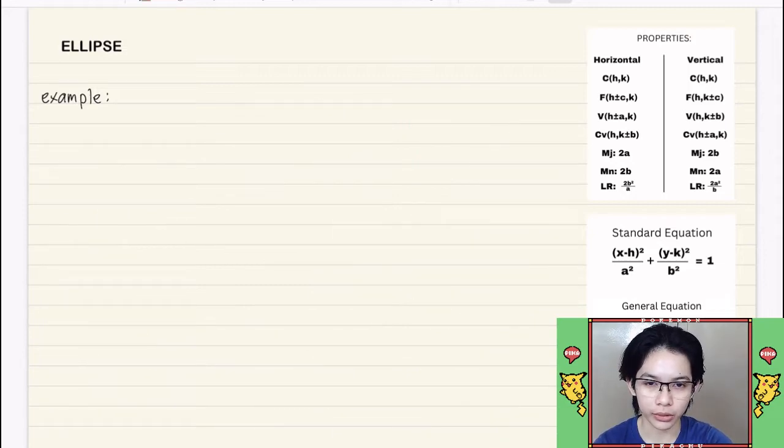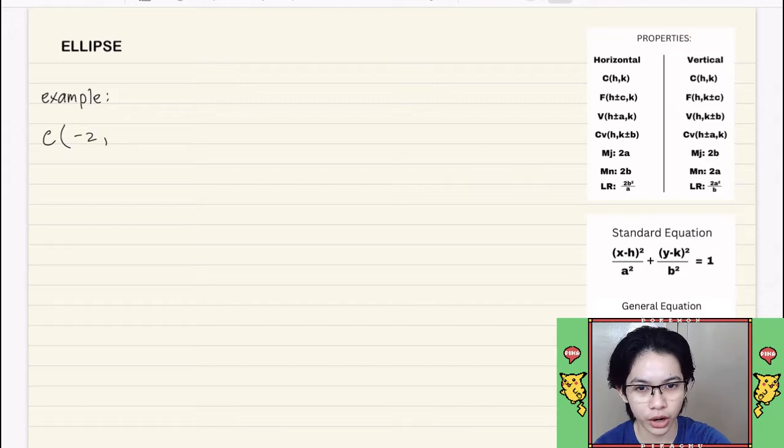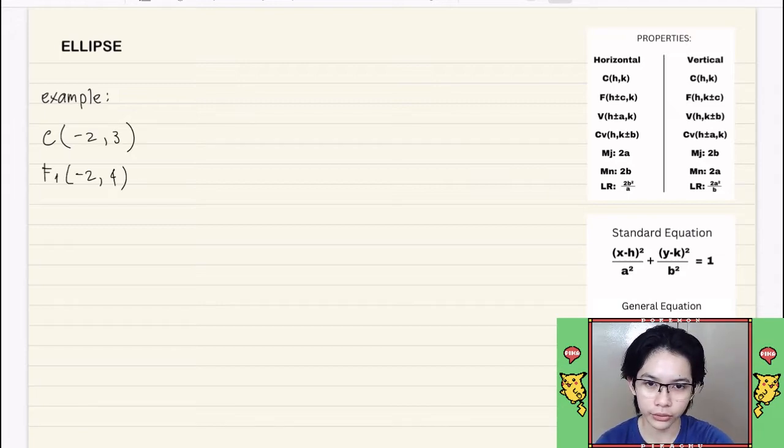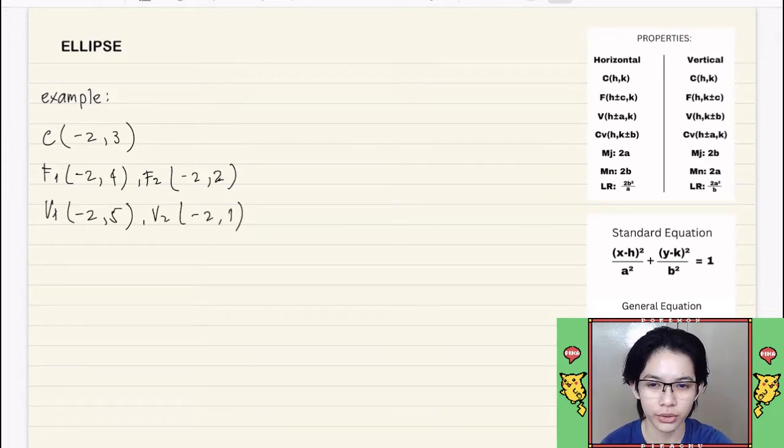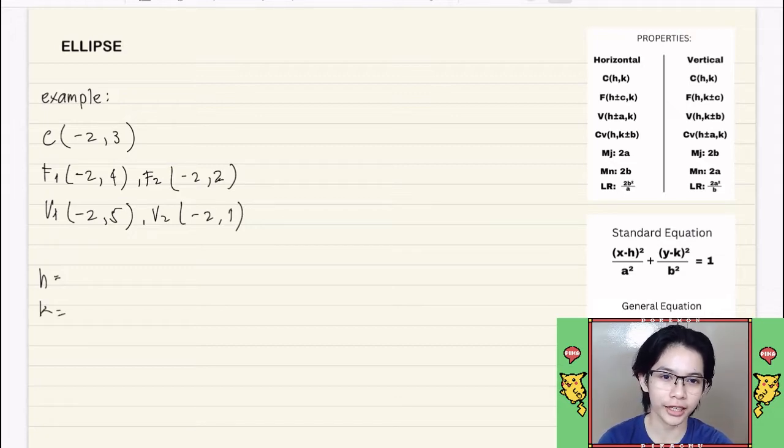For the third example, only the properties are given. The center is (-2, 3), while the foci are (-2, 4) and (-2, 2). The vertices are also given, which are (-2, 5) and (-2, 1). To get our general equation, which is ax squared plus by squared plus cx plus dy plus e equal to 0, we need to get h, k, a, and b.